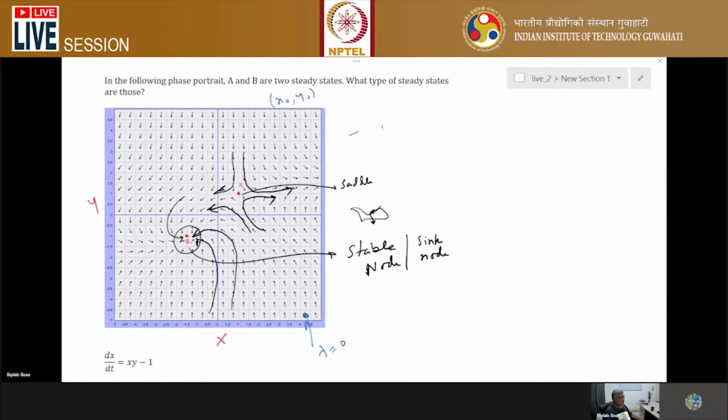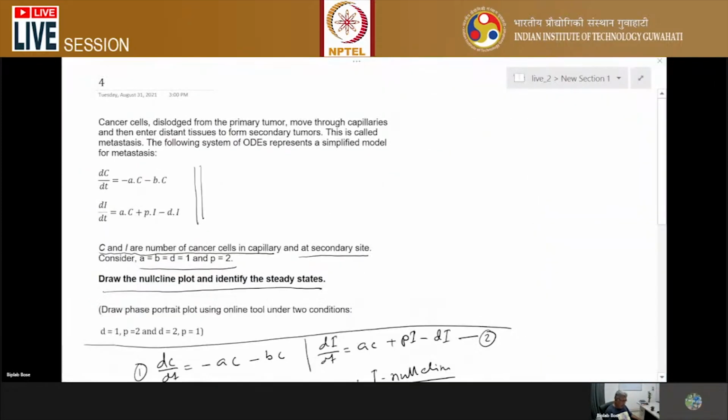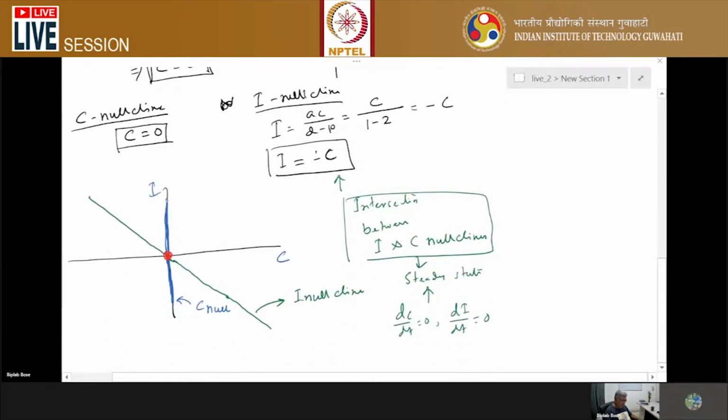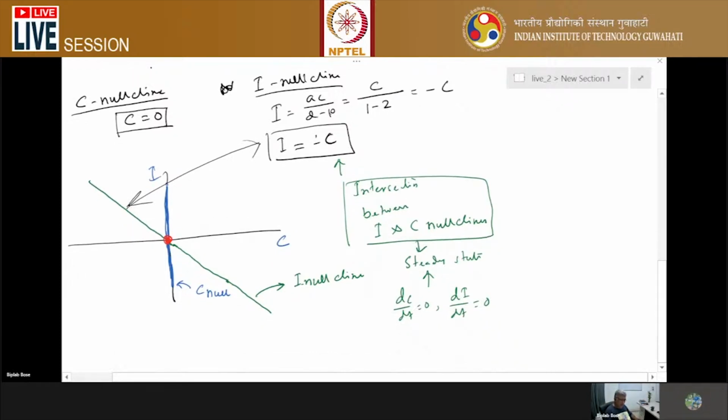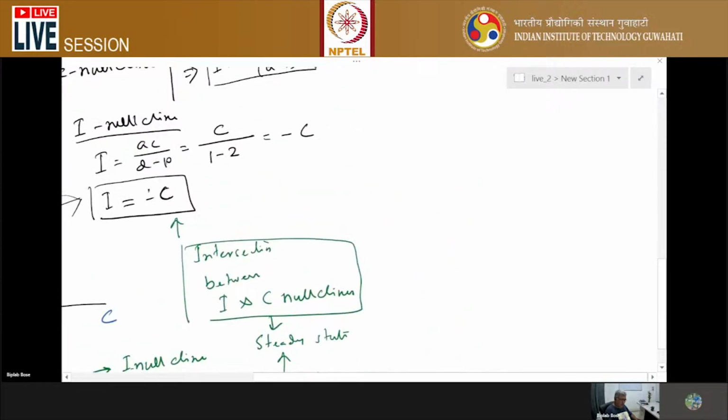Now let me take what Raju has asked, just in case other people also have this confusion. What possibly you are asking is why I equal to minus C is this diagonal line, right? Fine. So the answer is basic linear equation of line. Equation of a straight line is y equal to mx plus c, where m is the slope and c is the intercept.